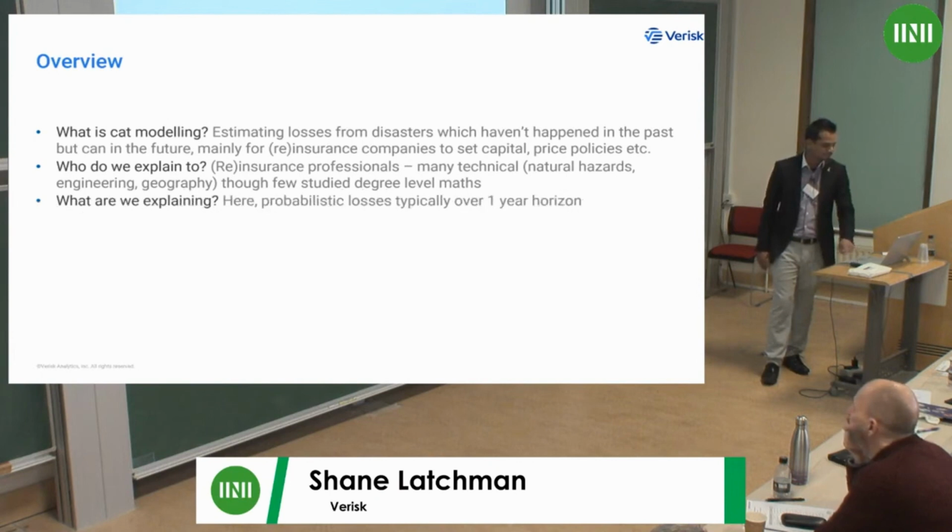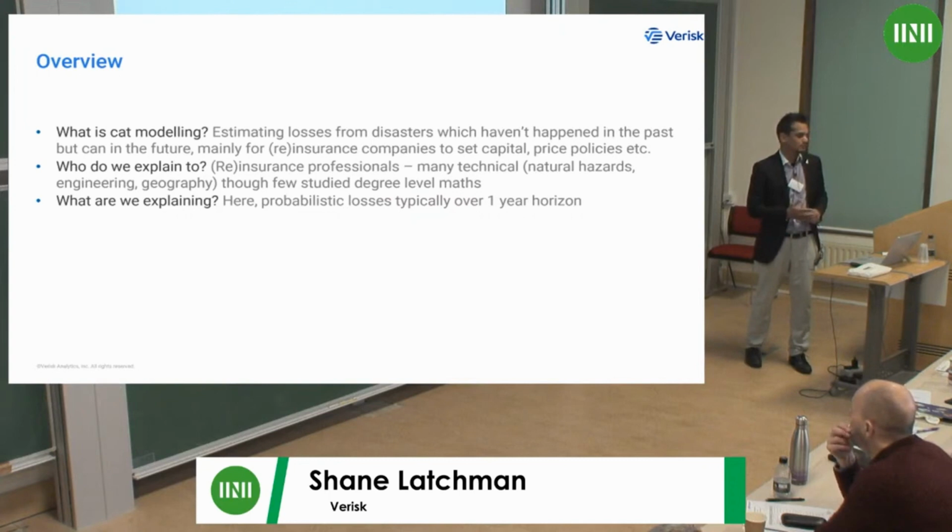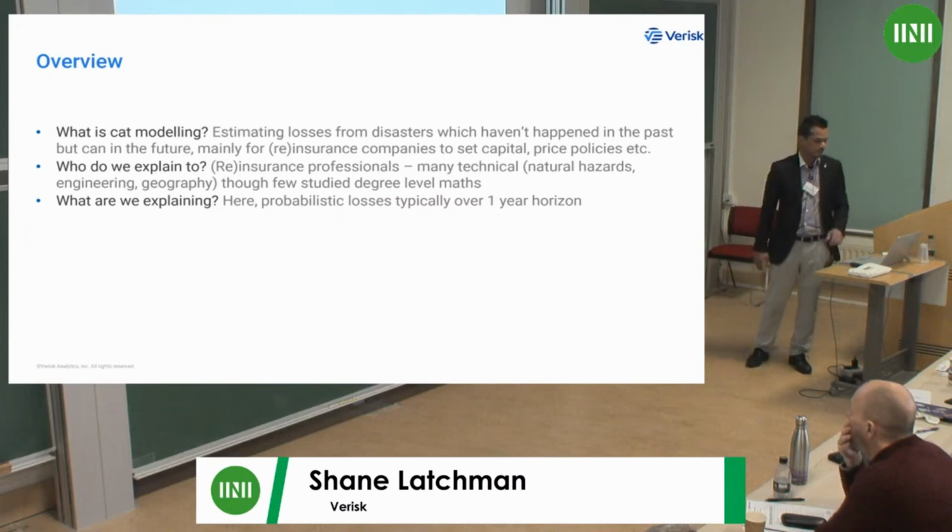What are we explaining? We explain many things, many models, hurricanes and earthquakes and floods and all sorts of stuff. Largely here, I will just limit it to probabilistic losses over a one-year time horizon. And those losses are the losses that the insurance company or the reinsurance company might experience. I'll digress for one example, but largely actually losses, just to make it simple.